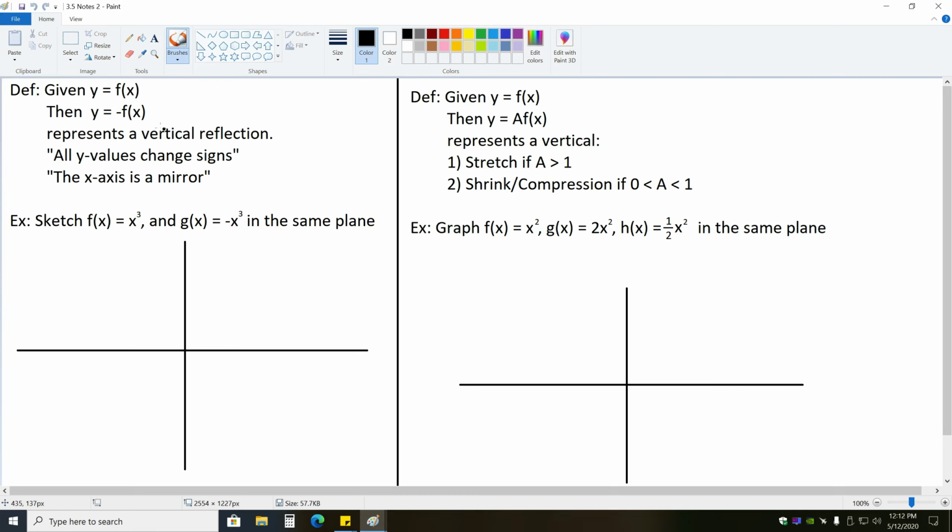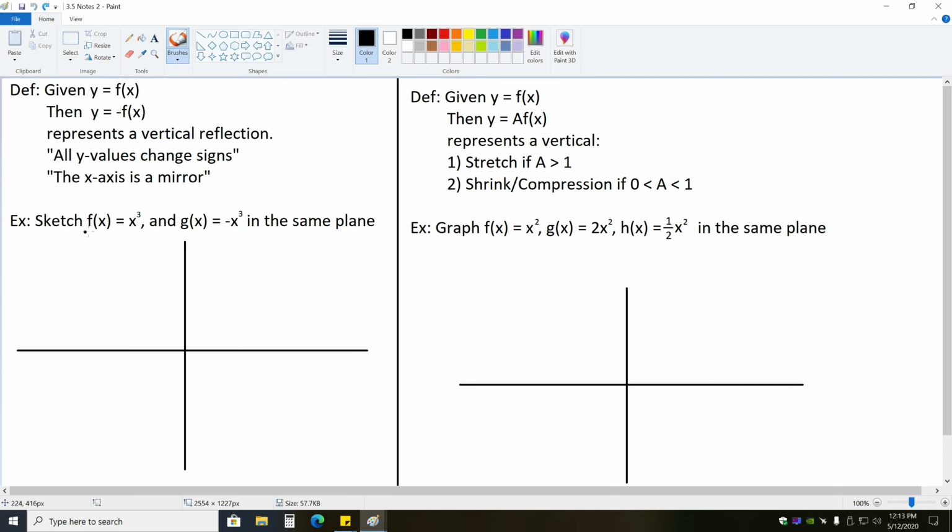So what does a vertical reflection mean? Essentially, there are 2 ways to think about it. All of the y values are going to change signs. So if your original point had a y value of -2, it now has a y value of +2. Another way to think about it is the x-axis, meaning this axis, is a mirror. Anything above it will flip below it, anything below it will flip above it, and anything that was on the x-axis will stay exactly where it is.